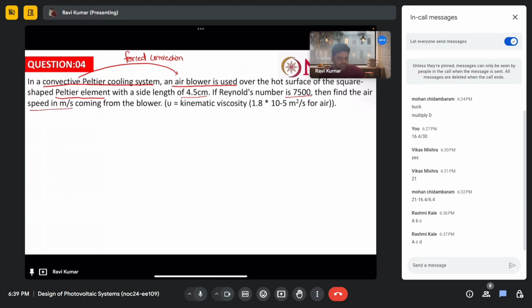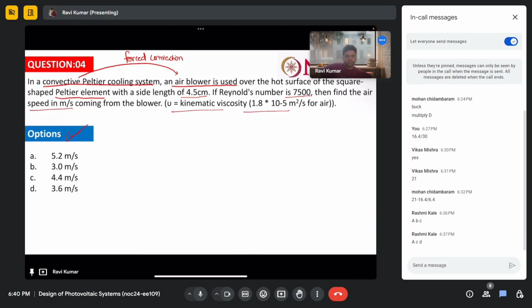The kinematic viscosity of the air is given: 1.8 into 10 to the power minus 5 meter square per second. And these are the options. If you know the formula, apply it. If you don't know the formula, let me know. If you require the formula, let me know. And if you know the formula, let me know the answer.